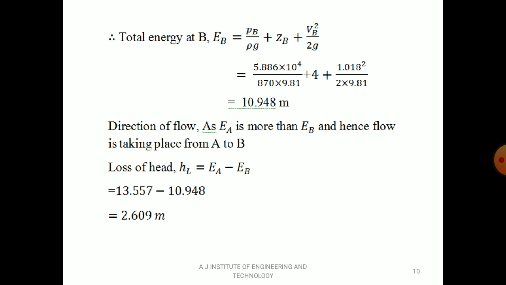So this is a very important problem. From an examination point of view, you should concentrate on this problem. So this is the second problem.